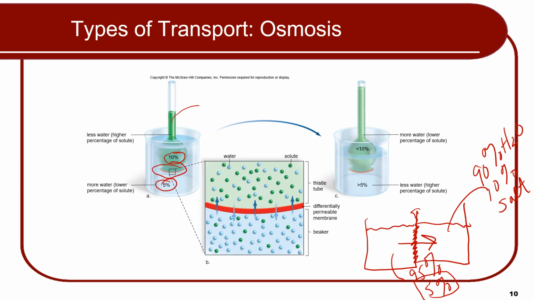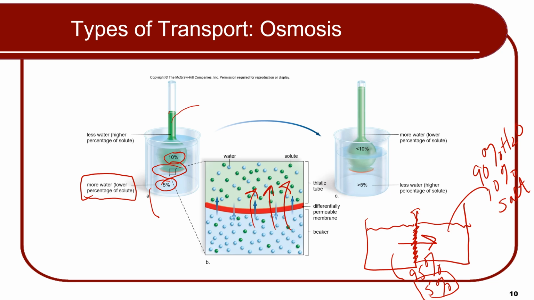So where is there more water? There's more water where there's less sugar. So that means there's more water in the beaker than there is in the tube. So water is going to enter, and the membrane, the sugar can't get through, only the water can. So the water is going to move into the tube until they can reach equilibrium.